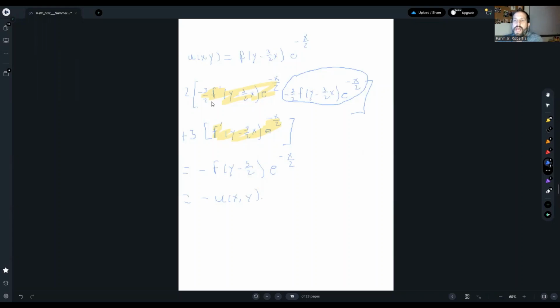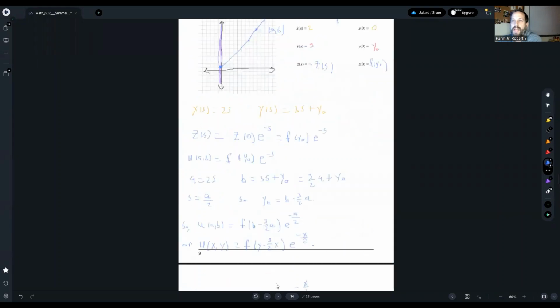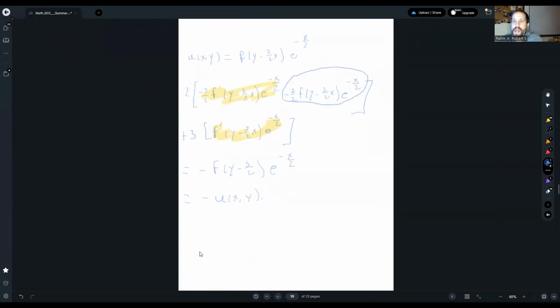So on the left-hand side, I've got 2 times the partial derivative of u with respect to x plus 3 times the partial derivative of u with respect to y, and it's equal to minus u, which is exactly what the PDE says.